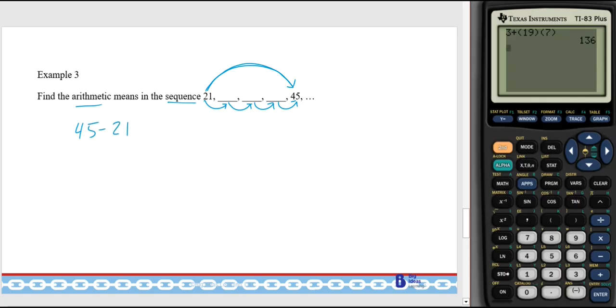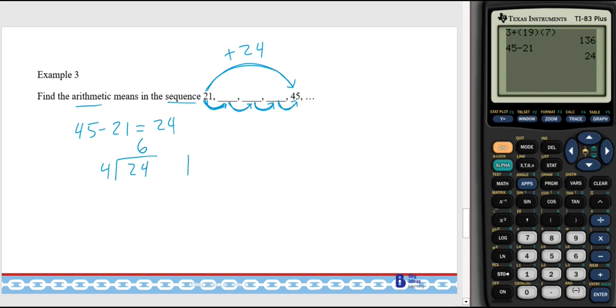minus first term. Okay, so 45 minus 21 is 24, right? So that is the big jump, plus 24. However, there are 4 smaller jumps built into that one big jump, right? So I need to divide that big jump of 24 by 4. Okay, don't count the lines, count how many jumps, right? 21 to the first blank, to the second blank, to the third blank, to the 45, 4 jumps.